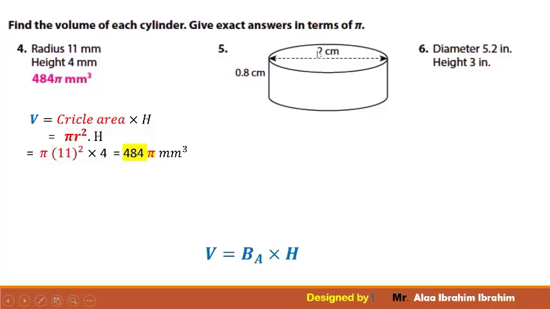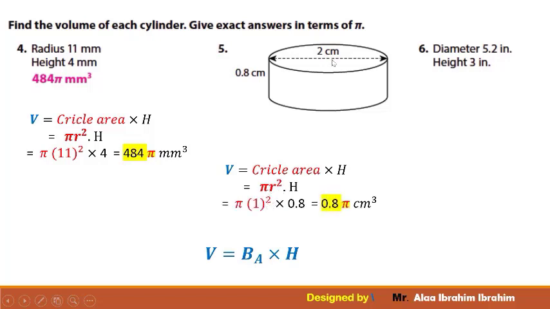The same here, but here it's the diameter. I have to find my radius. My radius is half, half of 2 is 1. So I'm dealing with the circle again, my base. So pi r squared times height. Here r is 1, because half of 2 is 1, and 0.8 is my height. So this is my result.